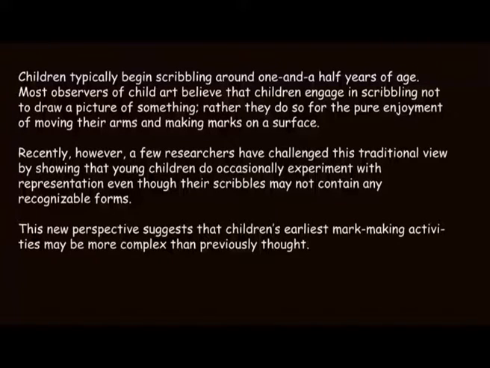Now, recently, however, a few researchers have challenged this traditional view by showing that young children do occasionally experiment with representation, even though their scribbles may not contain any recognizable forms. So, this is where again the general notion of visual perception is found at stake. What we as adults or grown-ups consider as mere scribblings may contain some representational idea, even if it is not visually very clear. So, how do we know that?